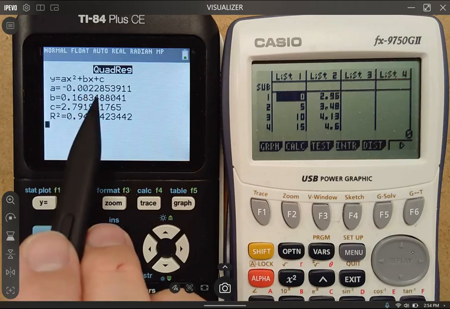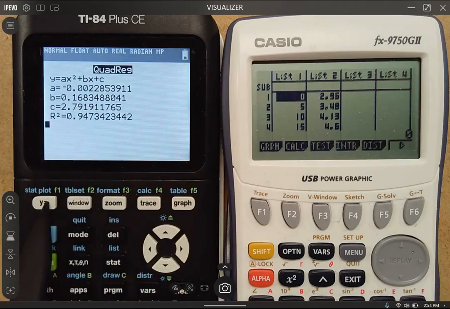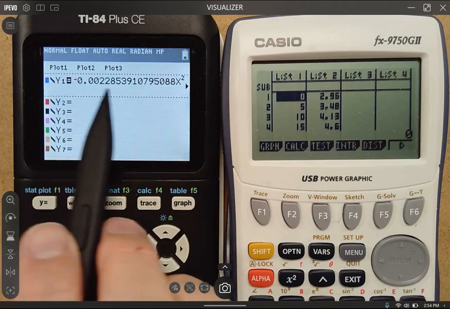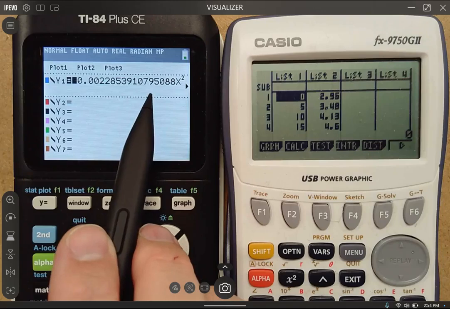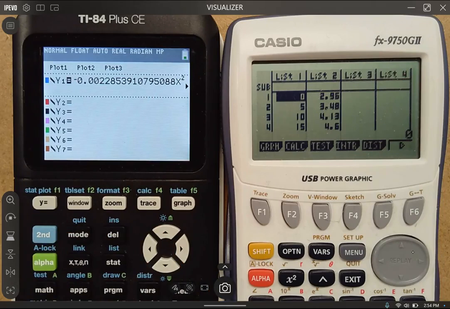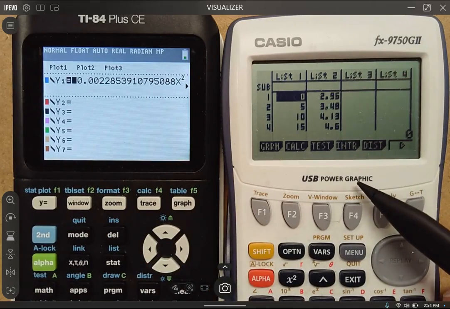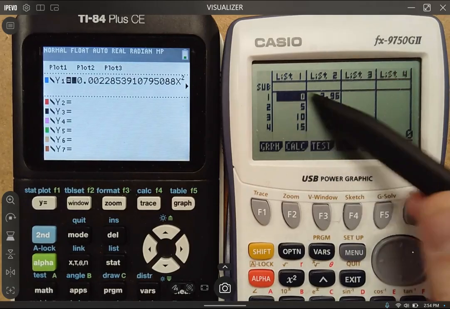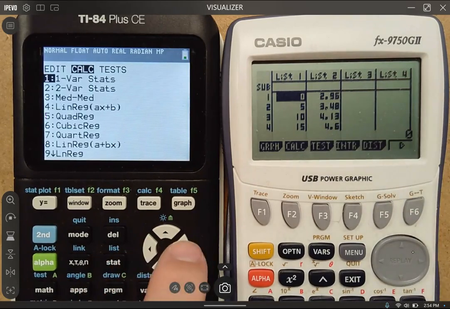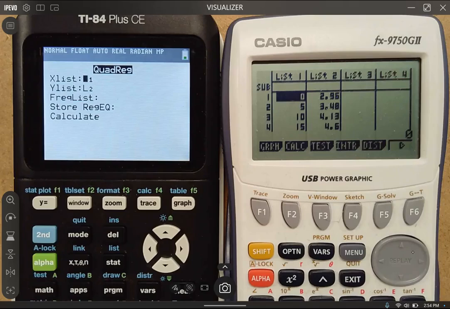But because we stored it, if we go now to Y equals, we see that it has been stored into our Y equals, and I can now use it. We'll do that in a second. Going over to the Casios, this one's in some ways easier, but really it's just different. We've entered in our data, and I'm going to go back because I want to compare these. It's number 5. Already stored it, so I'm just going to calculate.